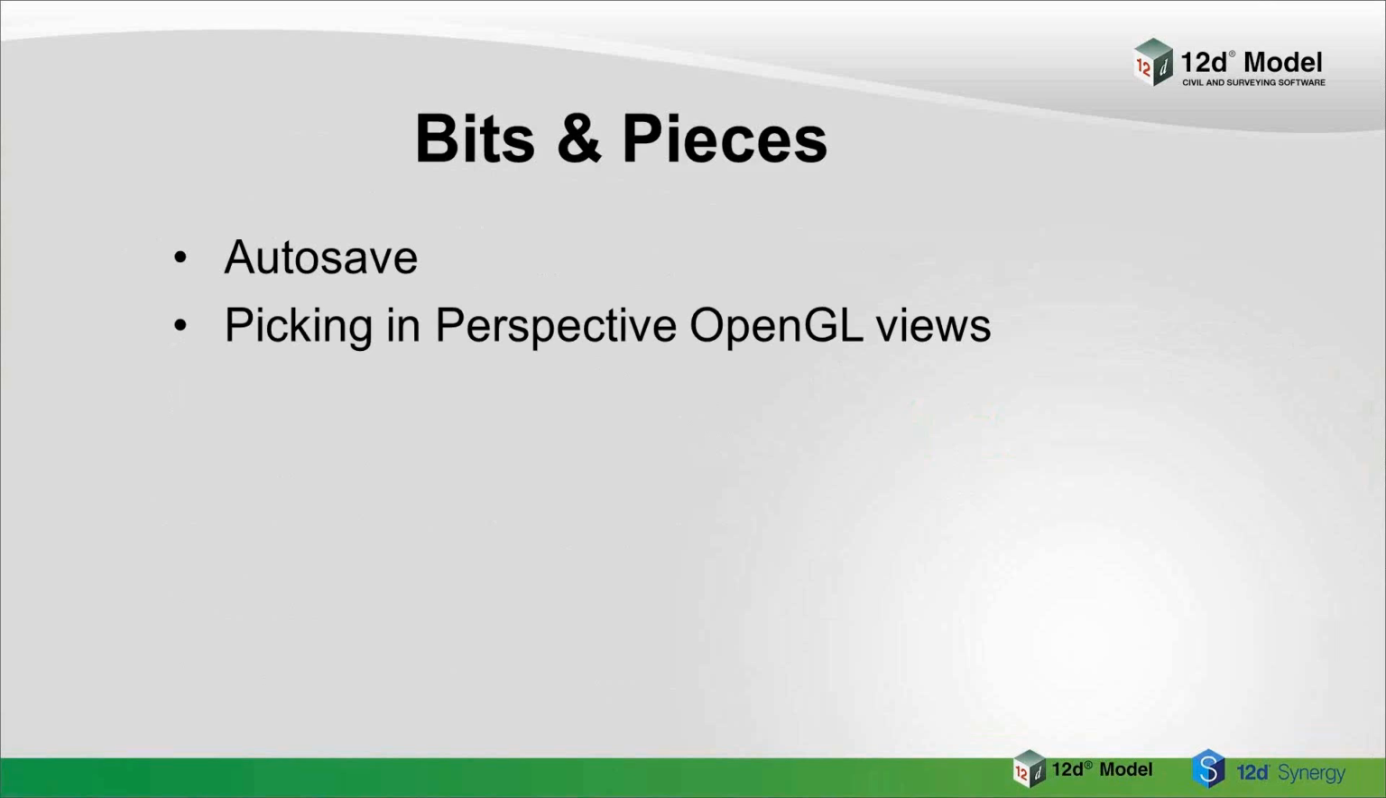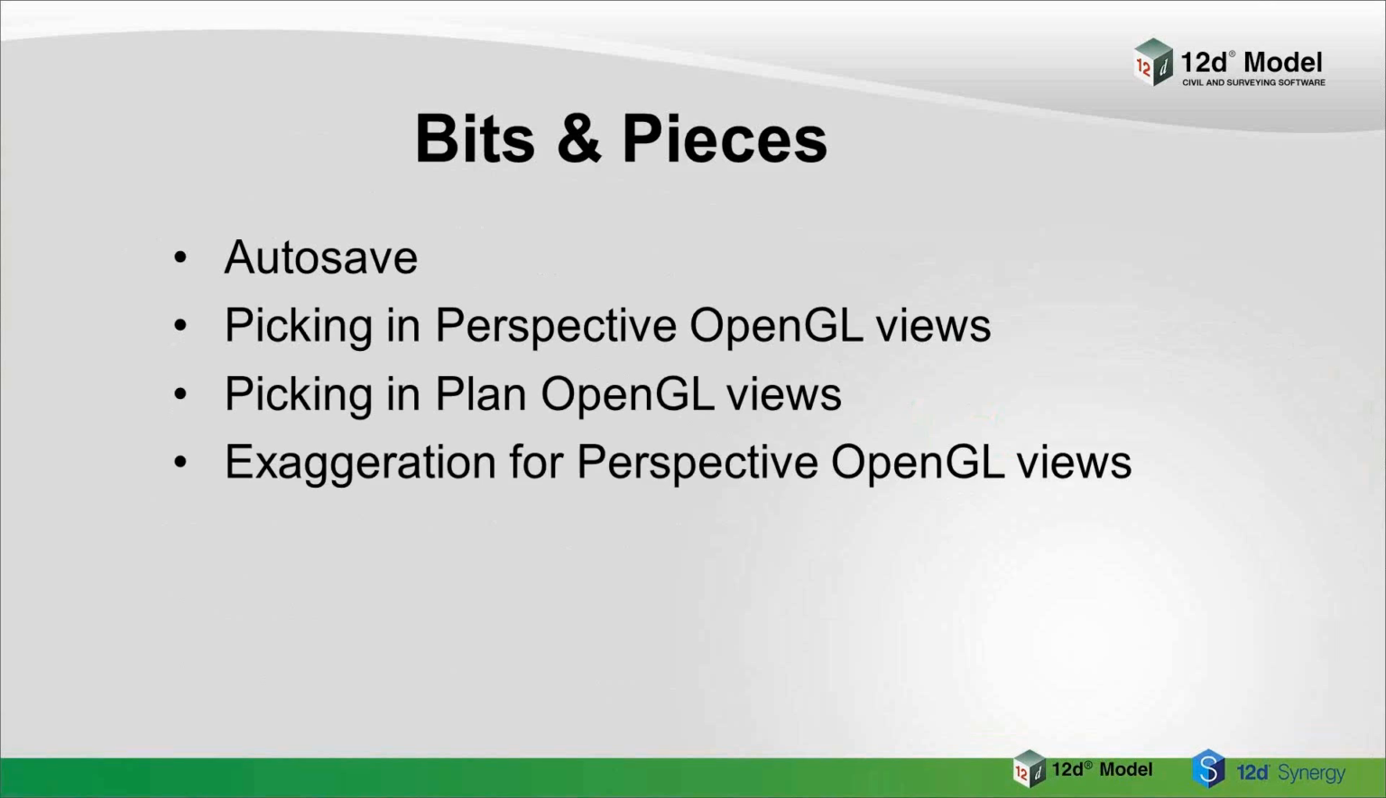We can now actually pick and highlight in perspective OpenGL views and also in plan OpenGL views. Before you could pick, but you actually didn't see it highlighting, so that's all now been fixed up for version 12. And you can now have exaggeration in perspective OpenGL views. You always had them for a standard perspective view, but this is now for OpenGL ones as well.